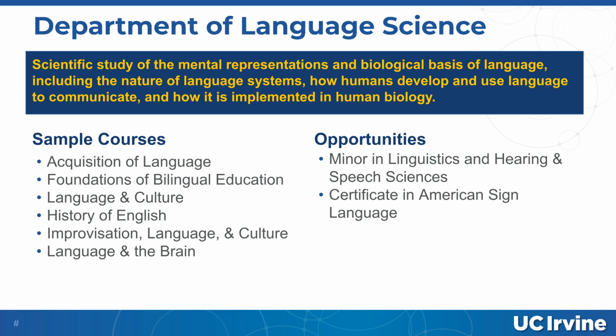The department offers 2 minors, one in linguistics and one in hearing and speech sciences, as well as a certificate in American Sign Language. One thing we want to note is that if students are interested in speech-language pathology, this may not be the right major for them, as the prerequisites needed to apply for graduate programs in speech-language pathology are not covered in this major's curriculum. Students interested in these graduate programs would need to take additional outside courses to meet the requirements needed to apply.